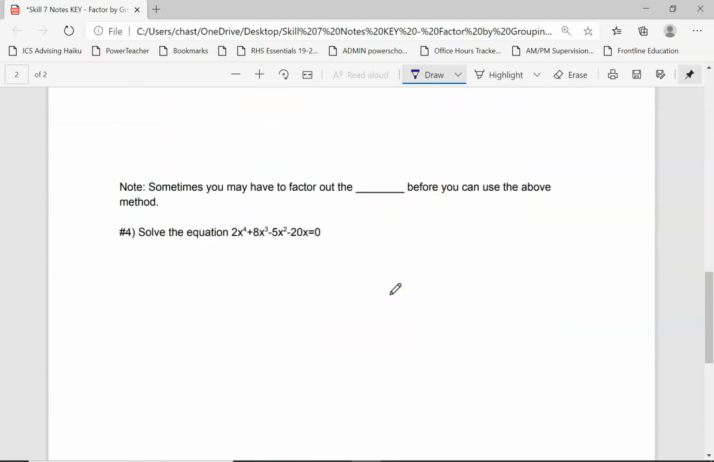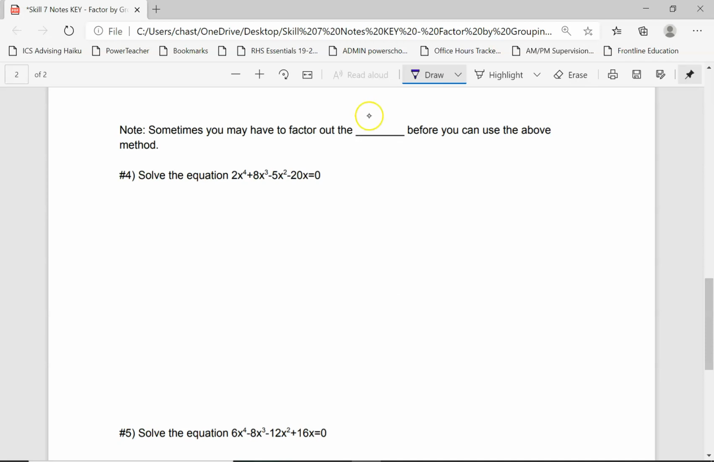Alright, for these last two examples, note that sometimes you may have to factor out a GCF before you can do anything. So if I look at example 4, I've got 2x to the fourth plus 8x to the third minus 5x squared minus 20x. Clearly, all terms can be divided by x. Since I could divide by x, I'm going to factor out that x, and I'm going to write what's left over. So I'm just applying my exponent properties where I subtract the exponents.